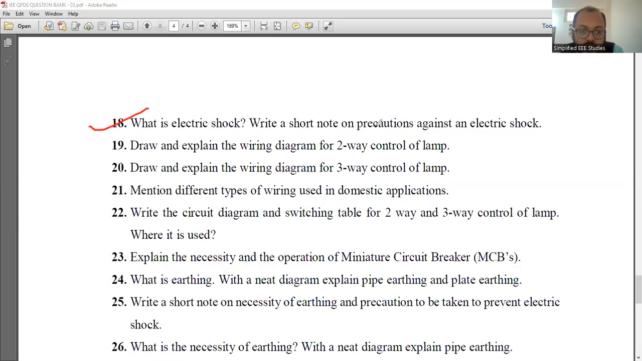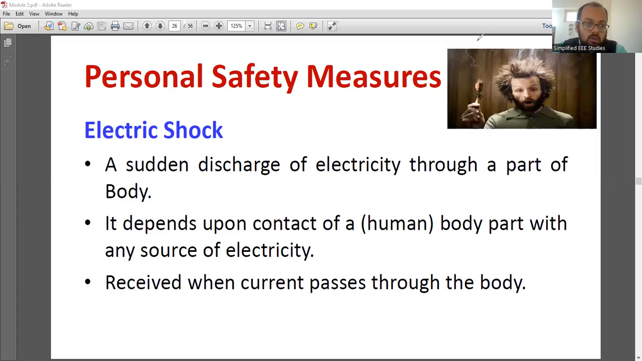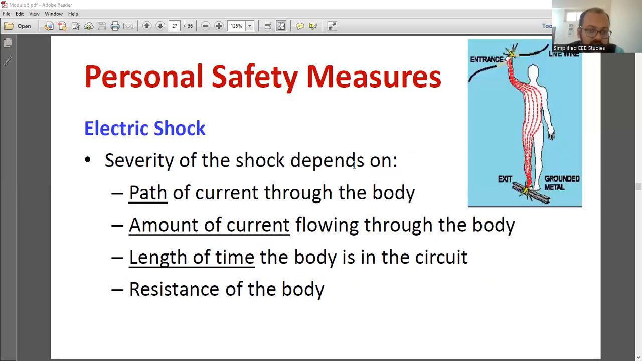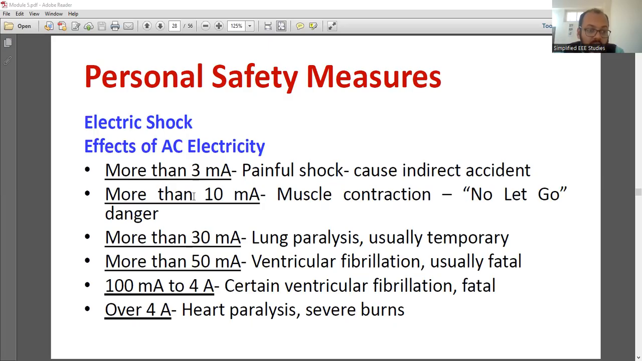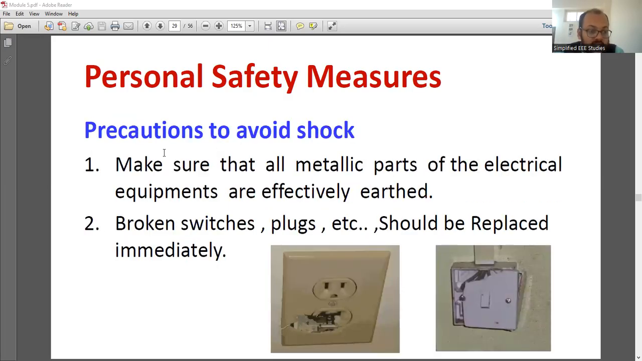Electric shock and a short note on precautions against electric shock. This is also very important. Electric shock is a sudden discharge of electricity through a part of the body. Here I have given the details: what is electric shock, then different magnitudes of current and how they impact the human body. Then what are the precautions?